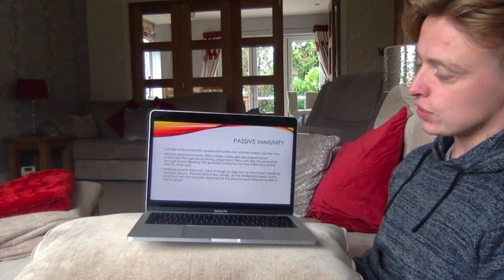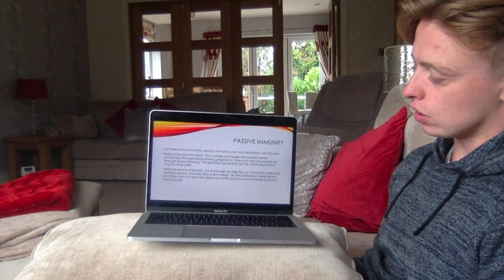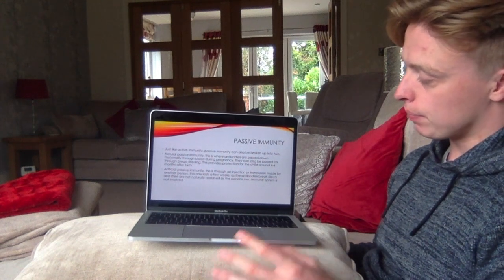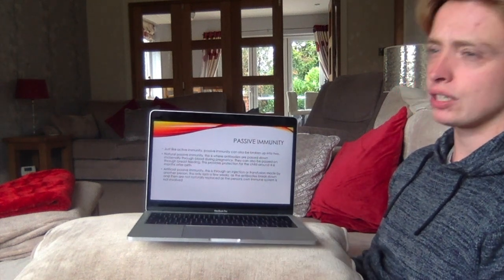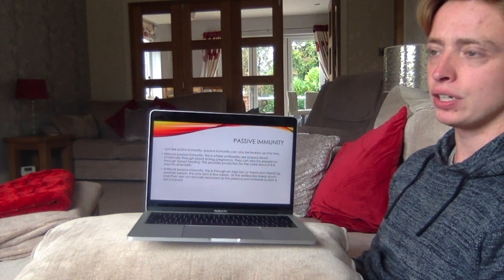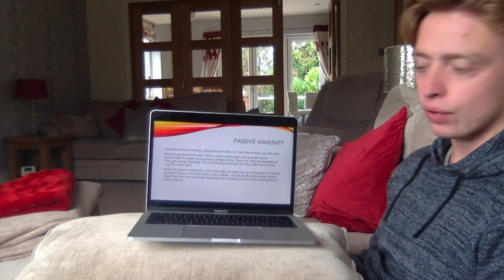You have artificial passive immunity. This is through the injection or transfusion made by another person. It only lasts a few weeks and isn't reproduced in the body naturally, so it will dissipate and disappear eventually.